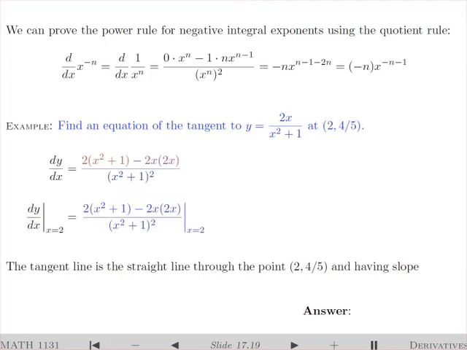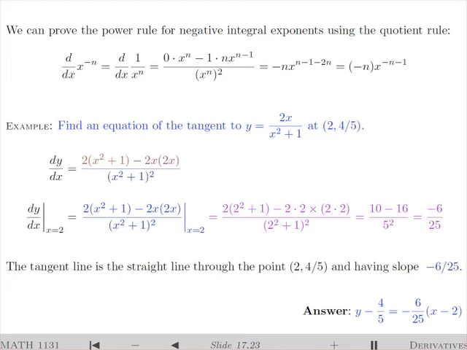And then I'm going to evaluate this at the given point, which is at x equals 2. If I plug in 2 for x and then do the arithmetic, I get negative 6 over 25. So the tangent line has slope negative 6/25. It passes through the point (2, 4/5). That gives me the equation of the tangent line as y minus 4/5 equals negative 6/25 times (x minus 2). This concludes our look at the quotient rule.